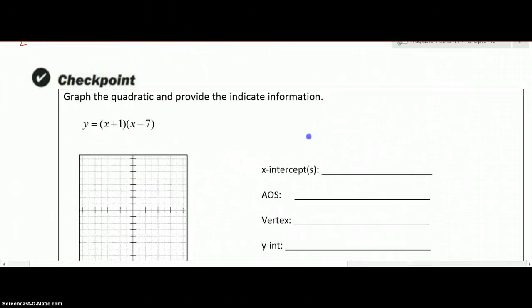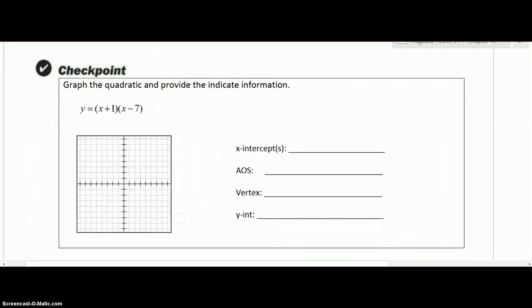You are responsible for one checkpoint. It is already factored for you. So first you will begin with solving to find the x-intercepts.